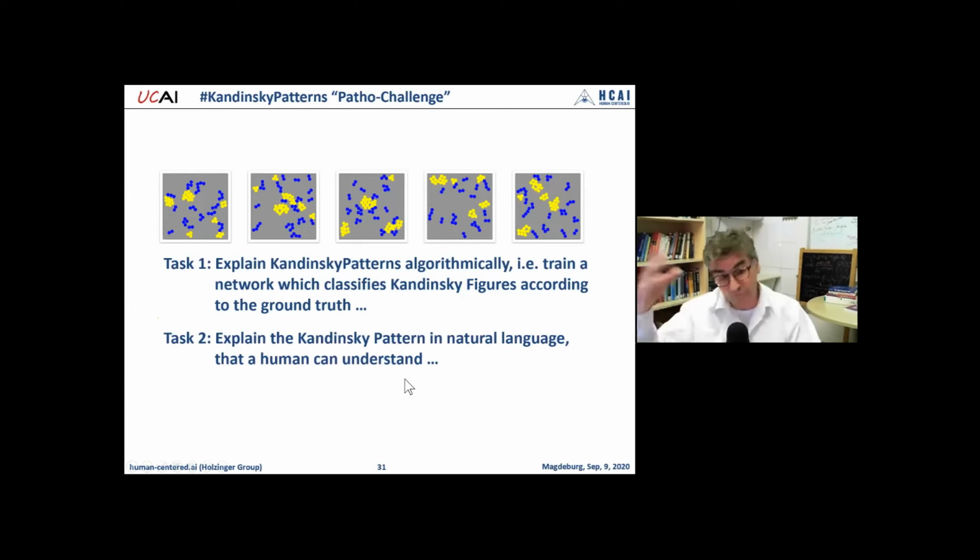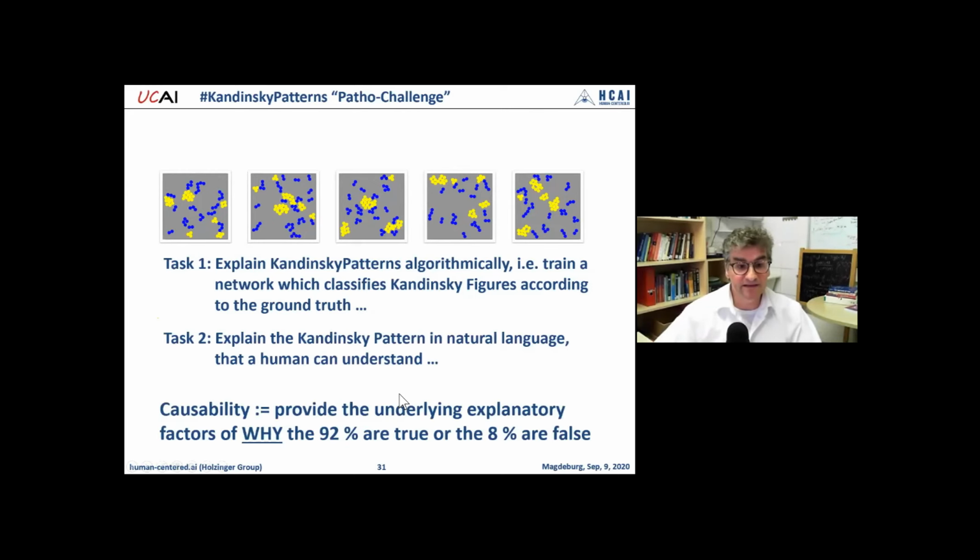And the greater challenge: explain these Kandinsky patterns in natural language. So what can we do now with these Kandinsky patterns? And now I answer the question of Jürgen Ziegler from the beginning. Causability. We can provide the underlying explanatory factors of why the 92% are true or the 8% are false.